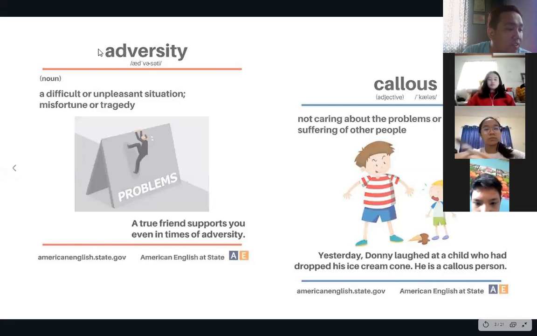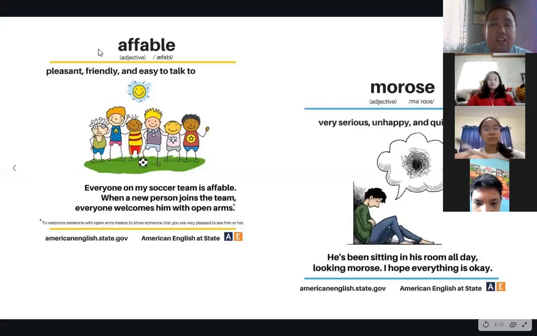Next word is affable. Affable is an adjective, which means pleasant, friendly, and easy to talk to. It describes a kind of person who is jolly, who is fun to be with, who is a light person. The opposite of callous is an affable person, who you would want to go with or be with. In a sentence: everyone on my soccer team is affable when a new person joins the team. Everyone welcomes him with open arms. So the word is affable.